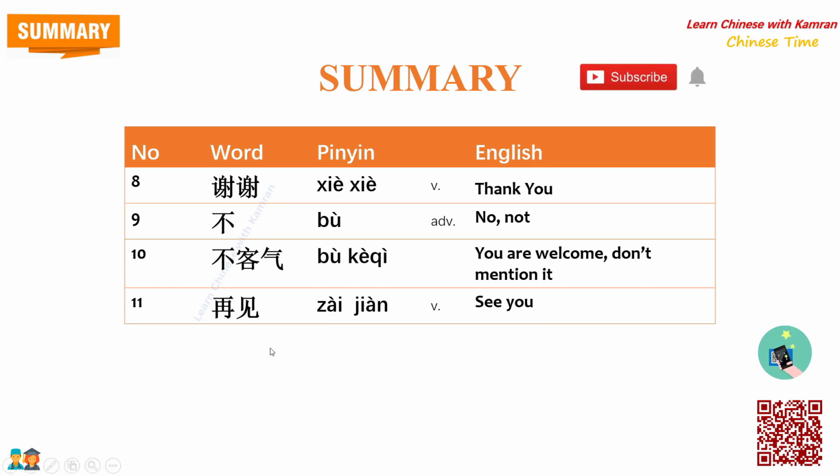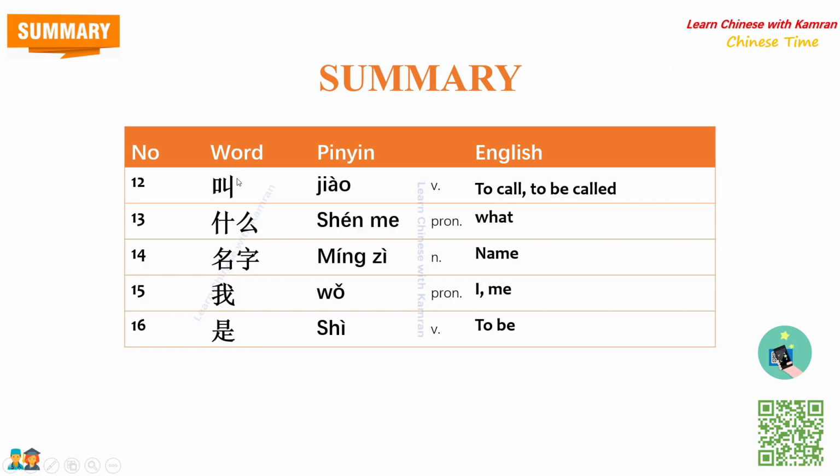The 12th word, 叫. Well, 叫 is a verb. It is to call, to be called. So what is your name? For example, if your name is Kamran, you will say 我叫 Kamran. Simply add your name after 我叫.